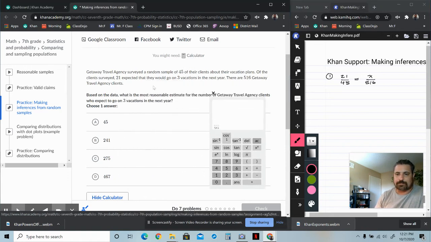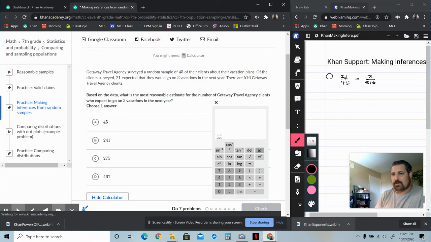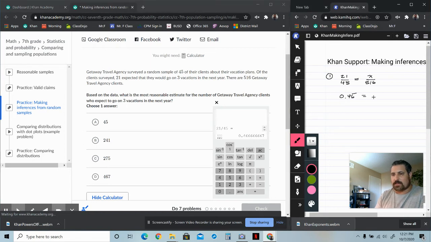I'm going to do 21 divided by 45, because that's going to give me a certain percentage of the random sample that wants to go on 3 vacations in the next year. You can see that that's 0.4666, right? So it's 46.6 repeating percent, and that's what we have here. So this is really worth 0.46 repeating, and that's equal to x over 516.